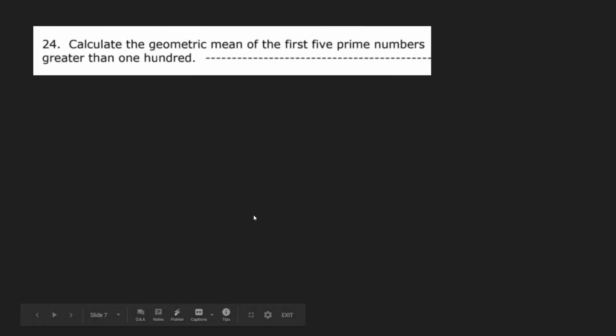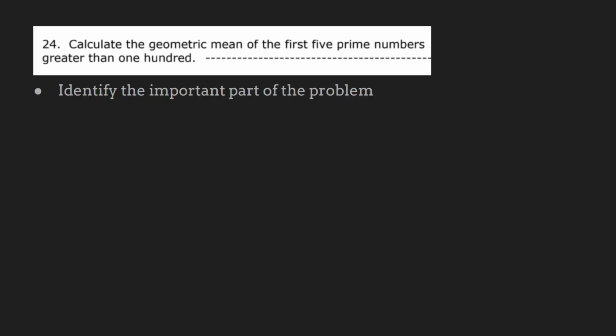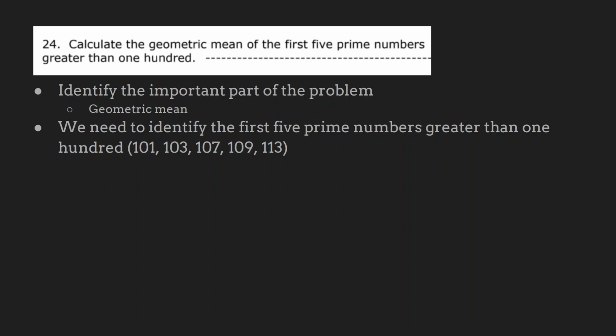Here's a more complicated one. Calculate the geometric mean of the first 5 prime numbers greater than 100. So we're going to identify the important part. We're going to be working with geometric mean, and we'll need to identify the first 5 prime numbers greater than 100, which is 101, 103, 107, 109, and 113.